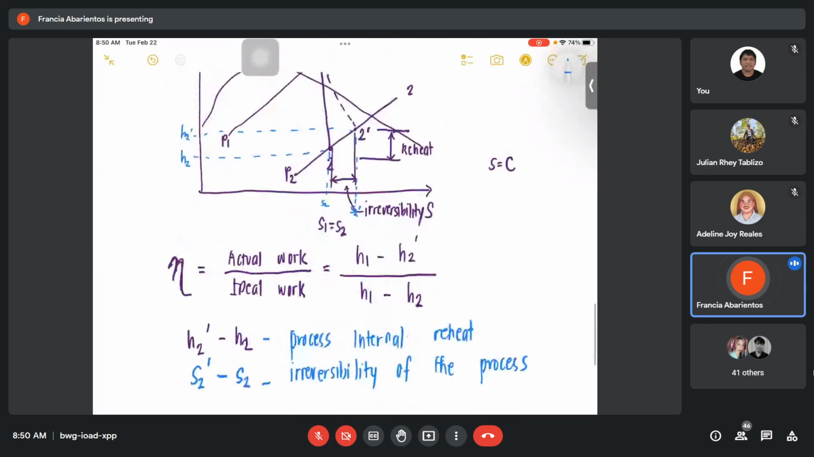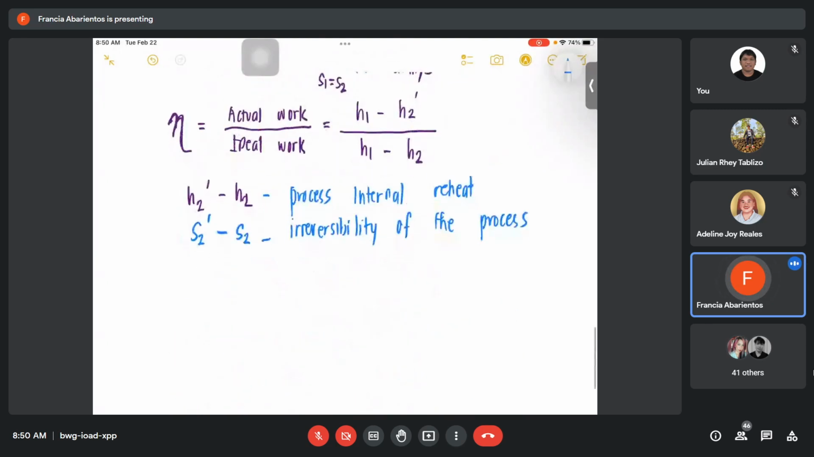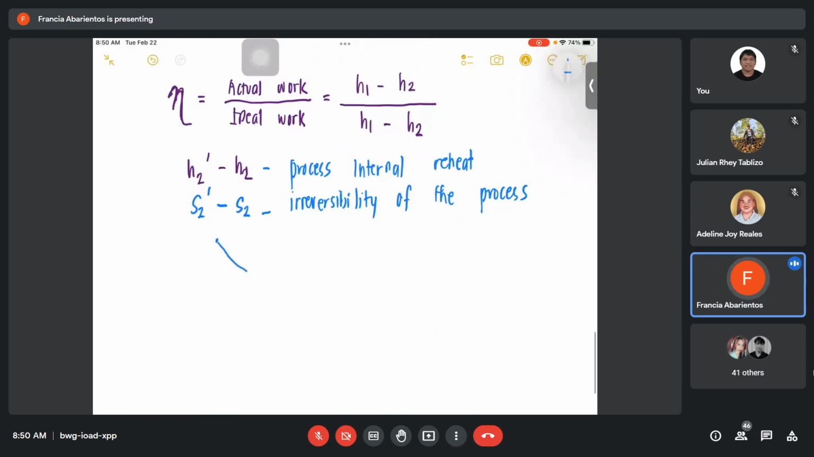How about compression? Sabi ko nga kanina class, pag ganito from point 1 to point 2, makikita nyo this is expansion. But when it comes to this point, assuming papunta doon, pataas yan class. This is compression.